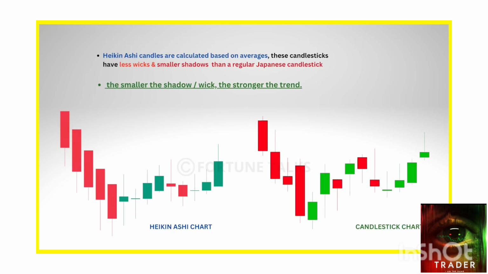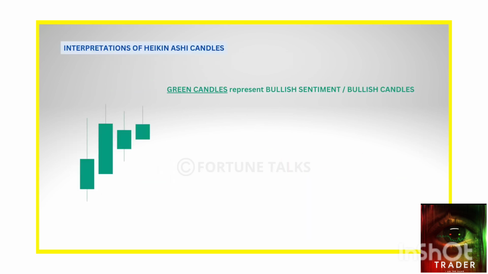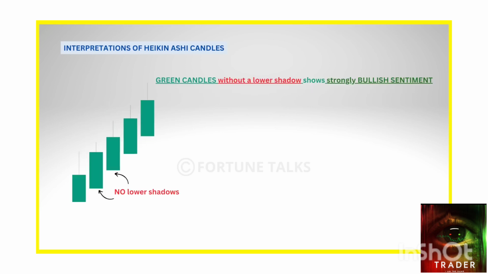Due to the reason that Heikin-Ashi candlesticks are calculated based on averages, these candlesticks will have much smaller shadows or wicks than a regular Japanese candlestick. Just like with regular Japanese candlesticks, with a Heikin-Ashi candlestick, the smaller the shadow or wick, the stronger the trend. So the logic remains the same there. Now, green candlesticks in general represent bullish sentiment or a bullish candle. But green candlesticks without a lower shadow show strong bullish sentiment. This candle is also known as a bullish flat bottom because the candle actually lacks a lower wick.